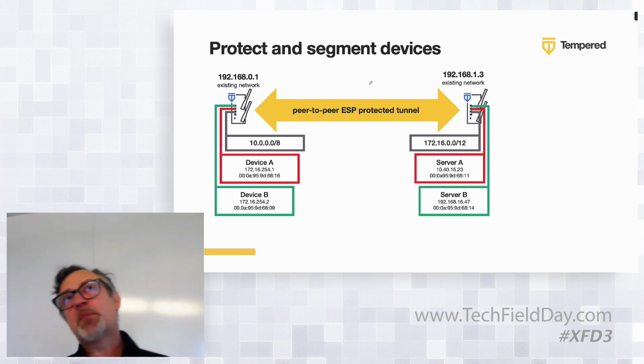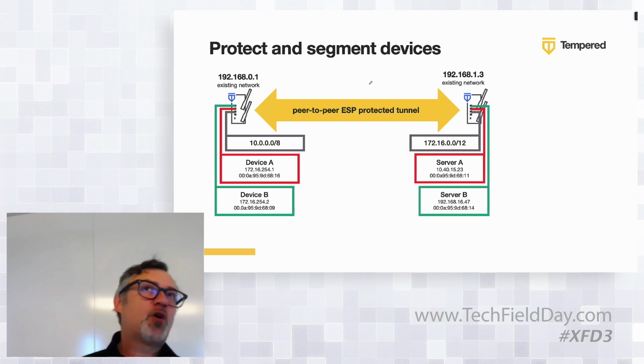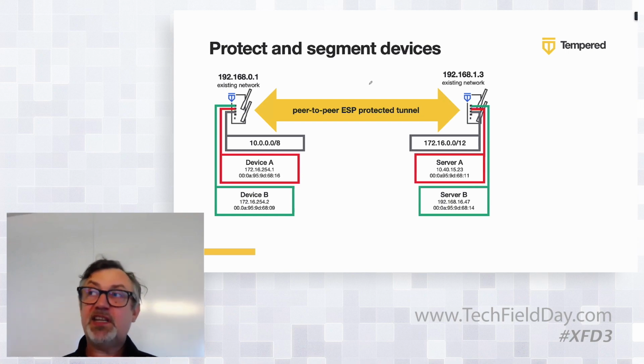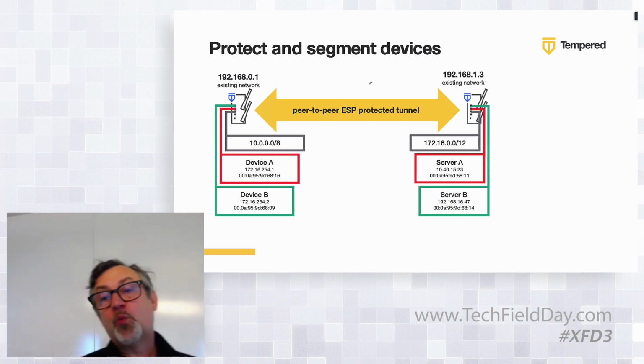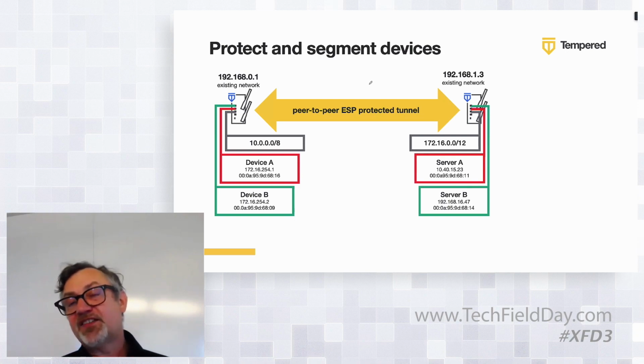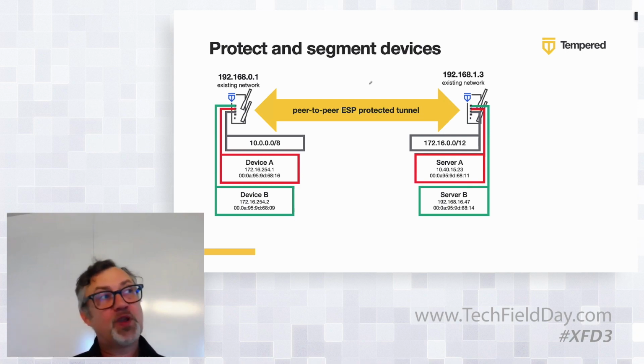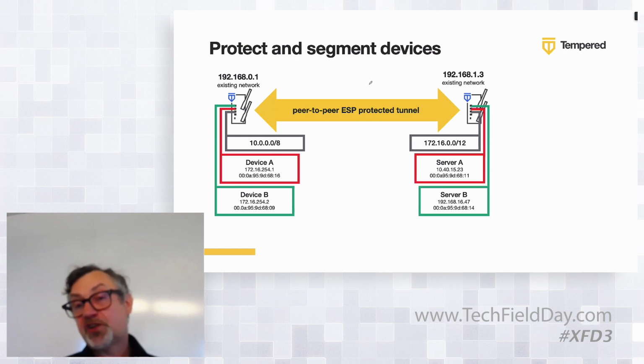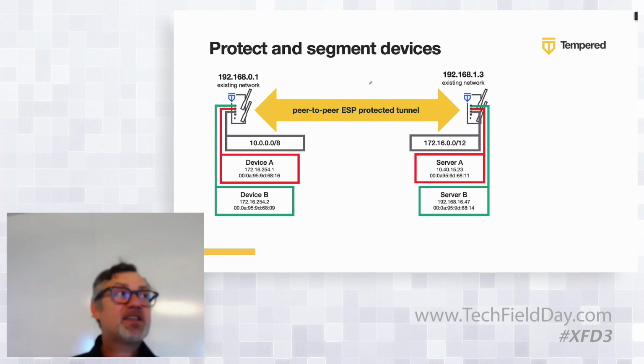What I'd like to say a little bit about is ESP again. Tempered uses ESP in tunnel mode. So we tunnel everything, but actually we tunnel more than standard ESP tunnel mode does. We also include the Ethernet header in the encryption. This leaves us with roughly 90 bytes of packet overhead on the data plane.